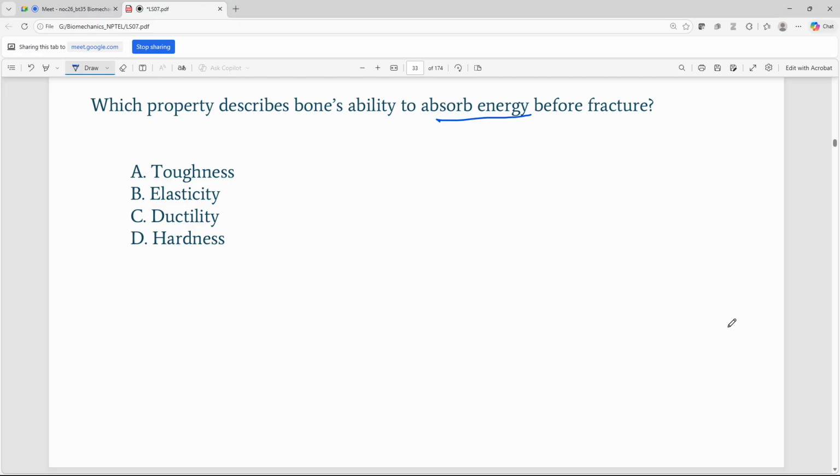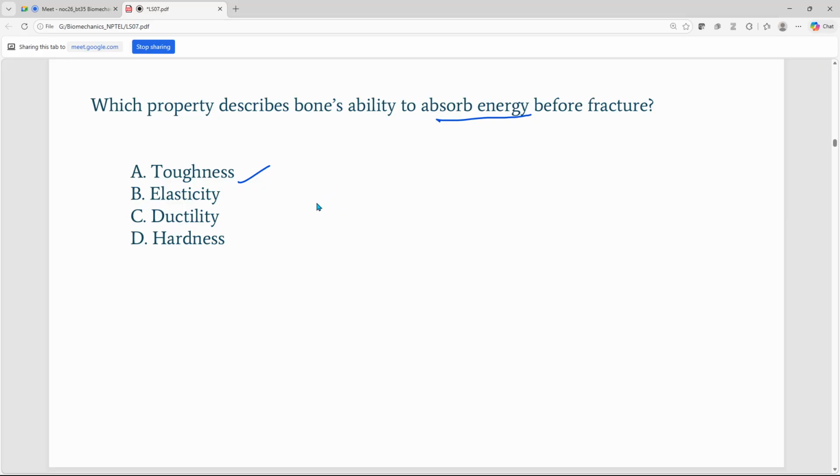Answer is option A, toughness. Toughness is the mechanical property that relates to the ability to absorb energy. And you know what is elasticity? Elasticity is to regain the original shape when the load is removed.